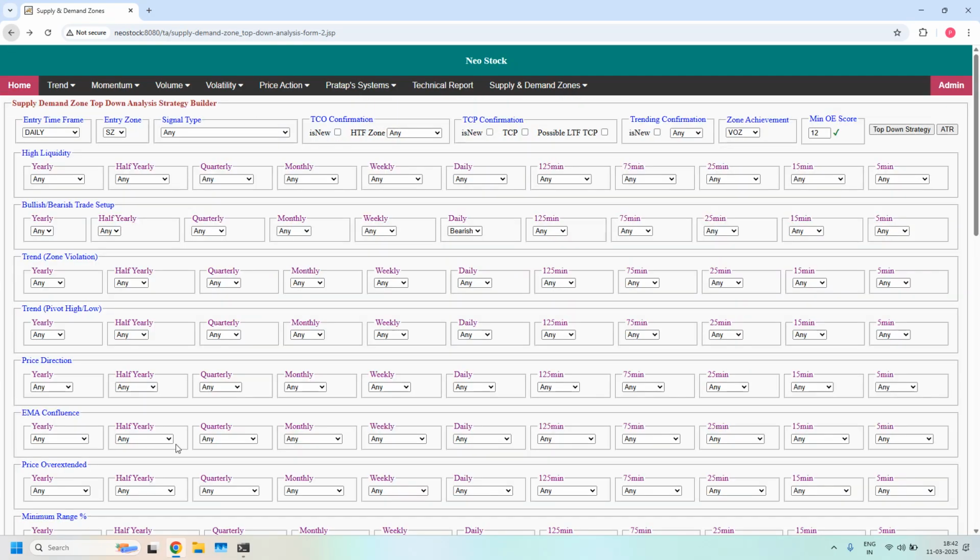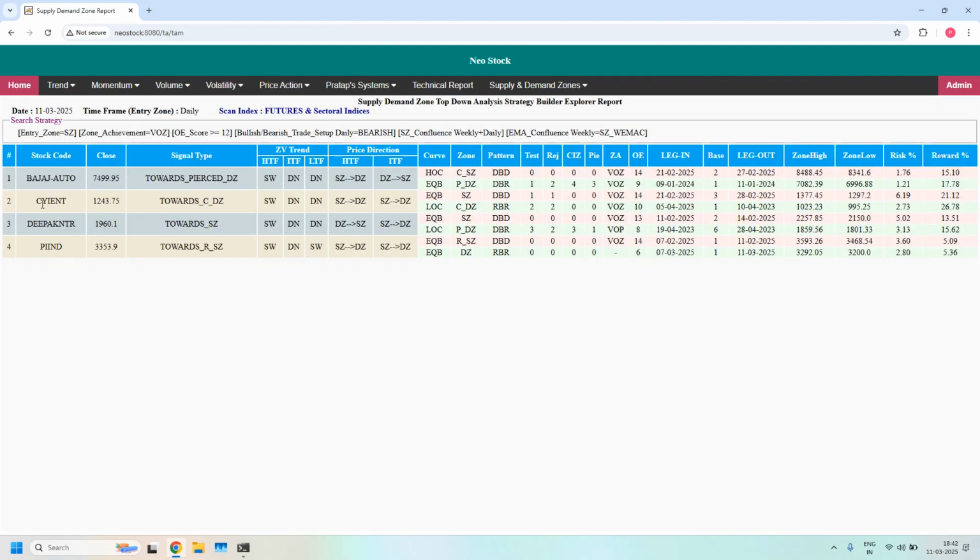Let's verify. In the EMA confluence at weekly time frame, I am selecting weekly supply zone having weekly EMA confluence. So out of 5, we got 4 stocks. So these 4 stocks might be having even more high probability to get success. This is based on LTF, ITF supply zone confluence and ITF EMA confluence to the supply zones.